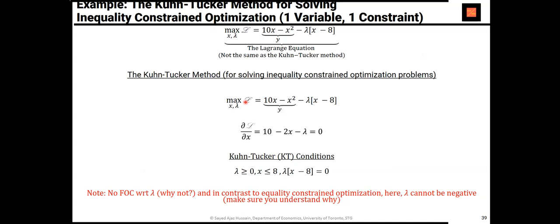If you did differentiate Lagrange with respect to lambda, you would get minus square brackets x minus 8 is equal to 0, which would then imply that x is equal to 8. But that's not true, because x is supposed to be less than or equal to 8. You don't know right now whether x is equal to 8 or less than 8.